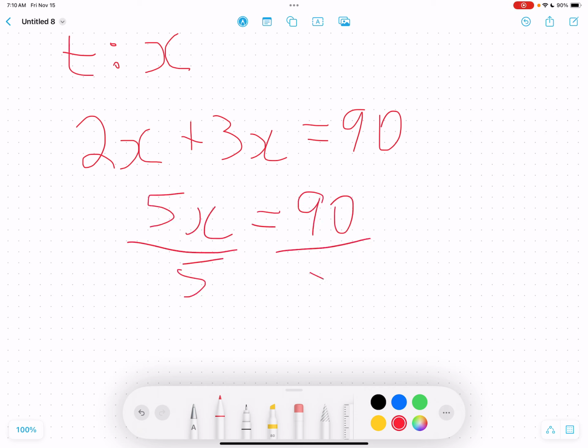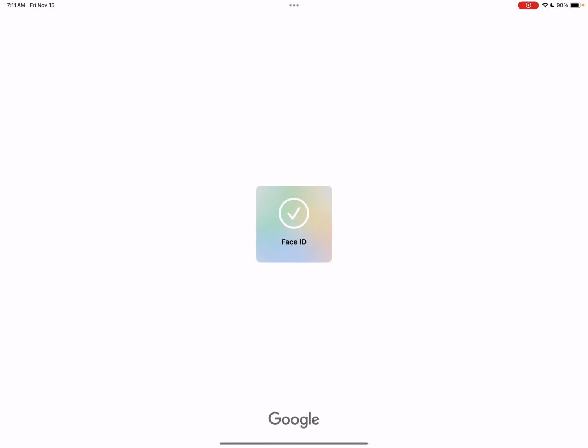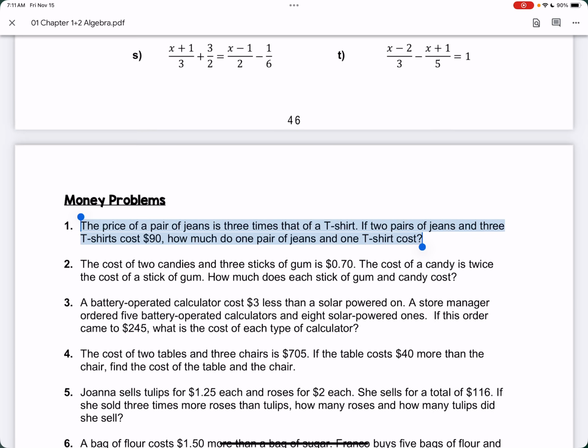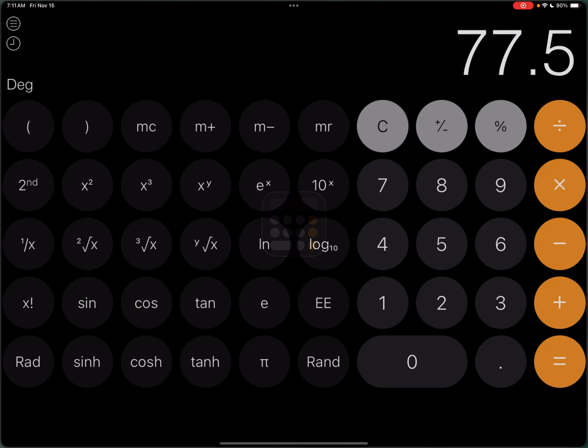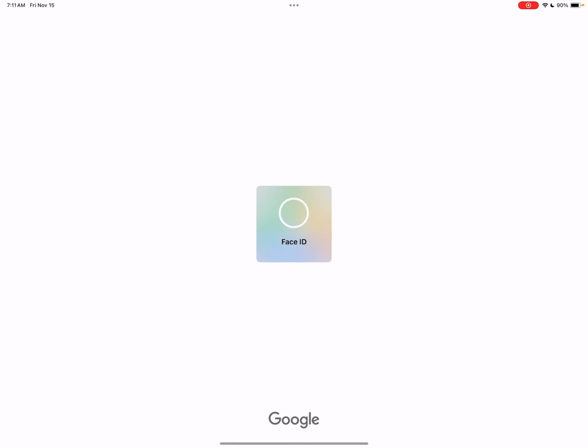Divide both sides by 5. You're going to get X is equal to. Now on a test and a quiz, I'm always very careful. Even though I know 90 divided by 5, I just sometimes double check. Hey Siri, what's 90 divided by 5? And she'll tell me. It's 18.